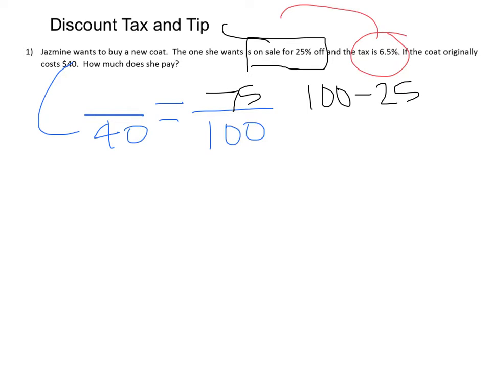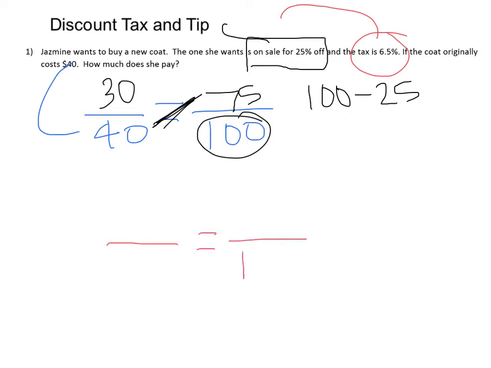Now I can cross multiply. 40 times 75 divided by 100. And that gives us an answer of 30. Now I've done the discount, I need to do the tax. So I'm going to start with a proportion again. 100 goes in the bottom right. This time 30 is what goes in the bottom left. Remember, tax is in addition to. We have to add it.